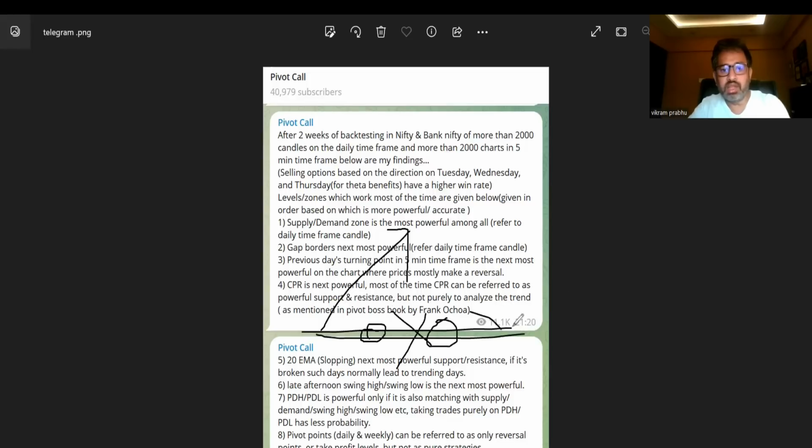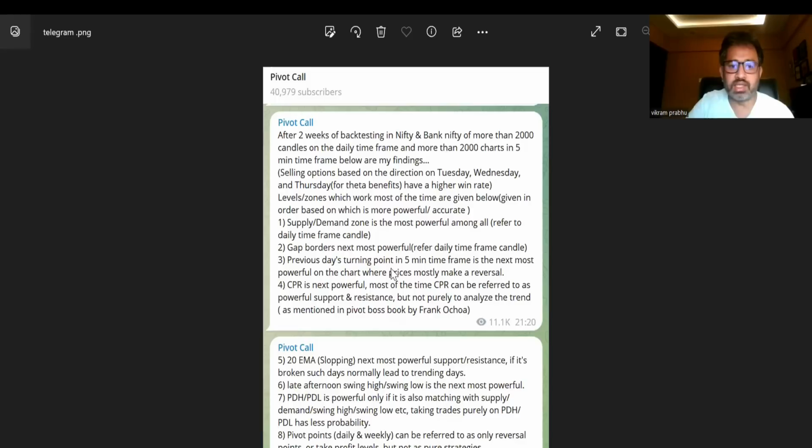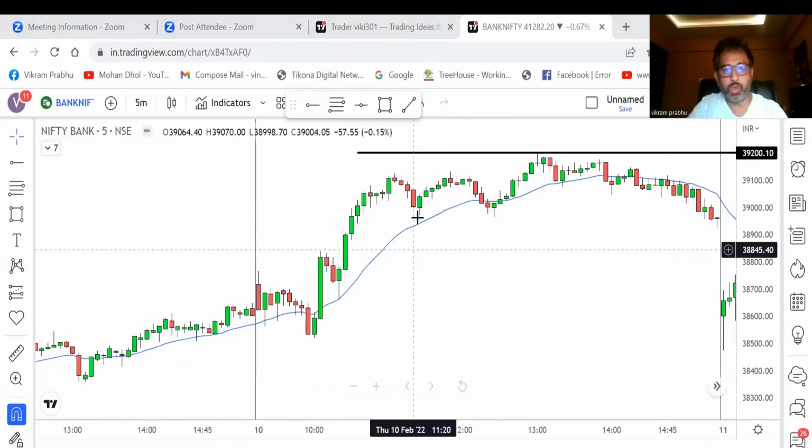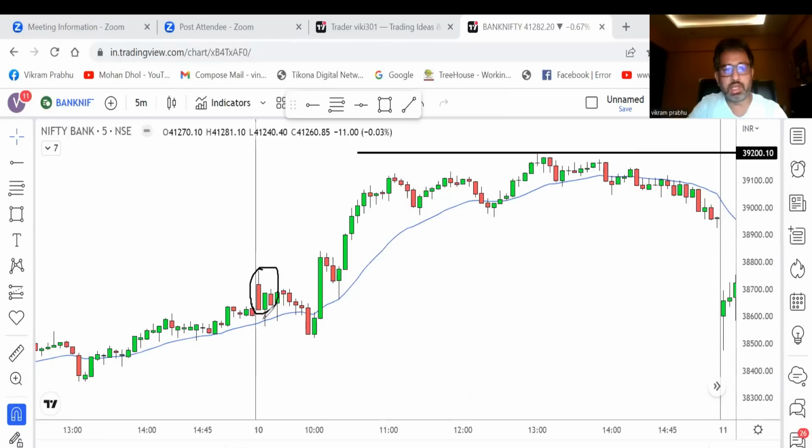I've seen that CPR is most powerful as a strong support and resistance rather than just focusing on the direction of the market. For example, let me discuss the chart of 10th February 2022 Bank Nifty. You can see that Bank Nifty opened with a bearish candle, started breaking this swing low and made a bearish candle here. If you are a price action trader, you will think that, oh, this support was broken, now Bank Nifty goes down. But you can see that suddenly it reversed, right?